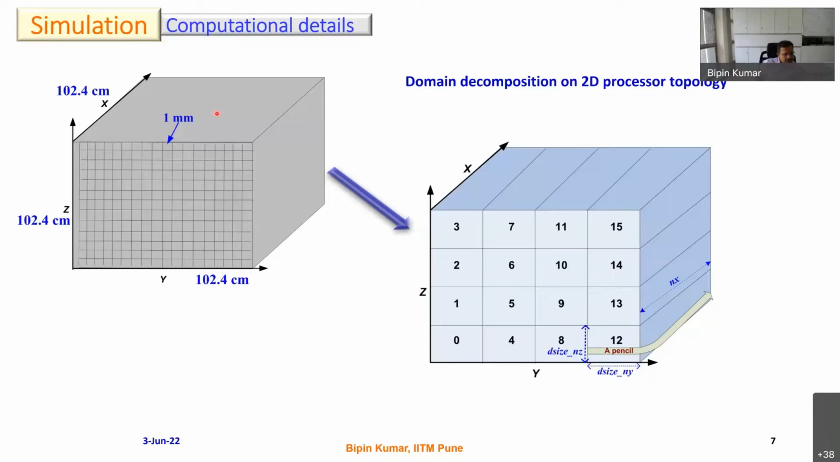But the grid size is 1 millimeter, and this is based on the turbulence Kolmogorov scale. So it is coming up to 1 millimeter. In this case, we will get at least 1024 cube grid points. It's huge, so we cannot run on a simple PC or workstation. So we go for a parallel computer, HPC, and we have to divide the domain. The domain decomposition is happening in a 2D processor topology.